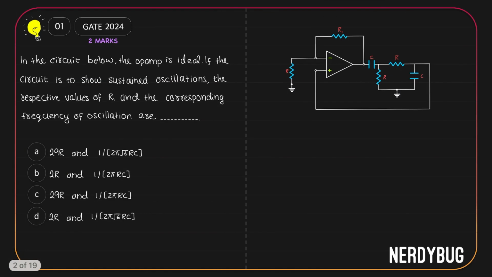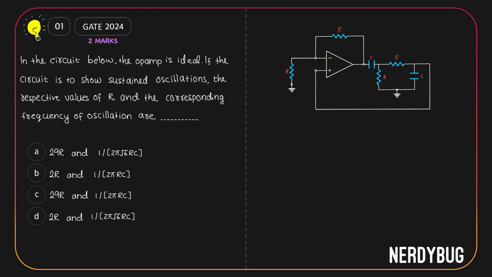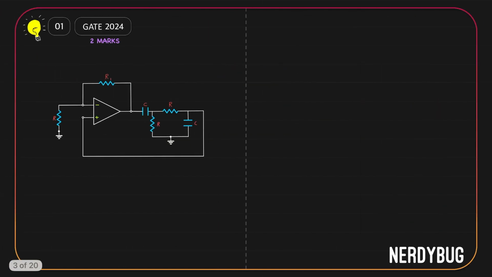This is our first problem. In the circuit given, the OpAmp is ideal. The circuit is supposed to show sustained oscillations. We have to find the values of R1 and the corresponding frequency of oscillation. Let us see how this can be done.